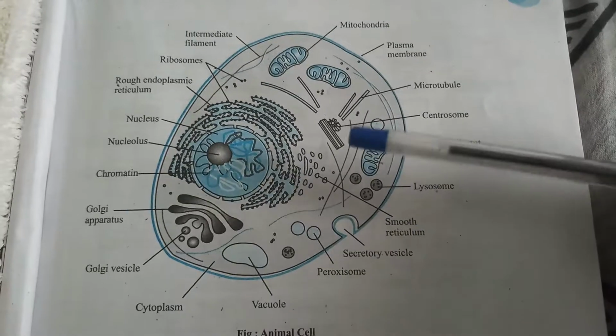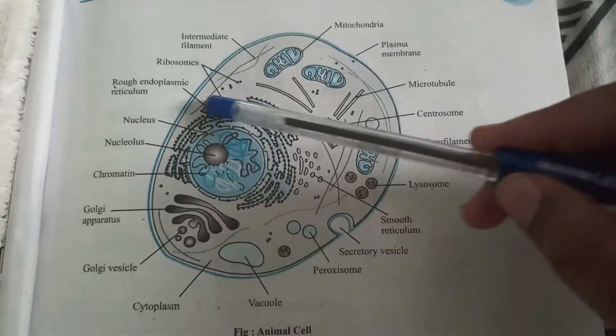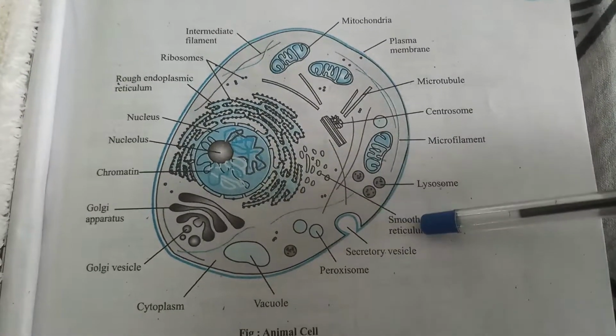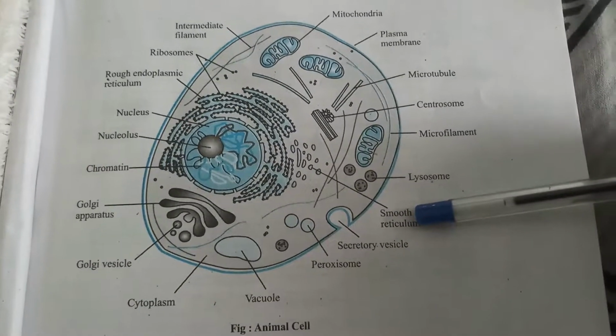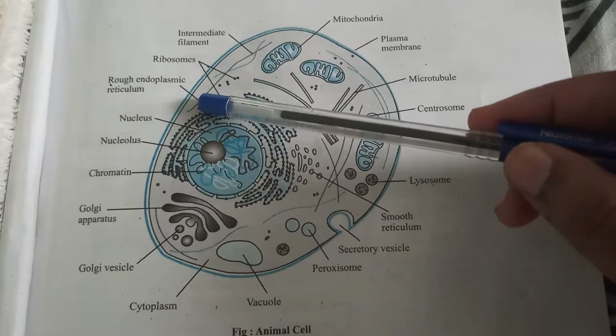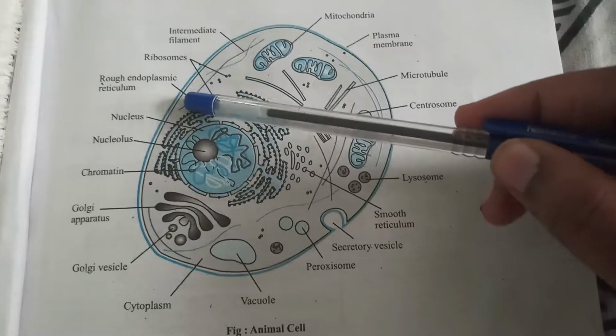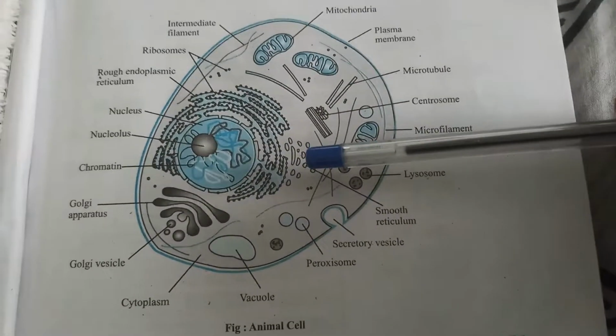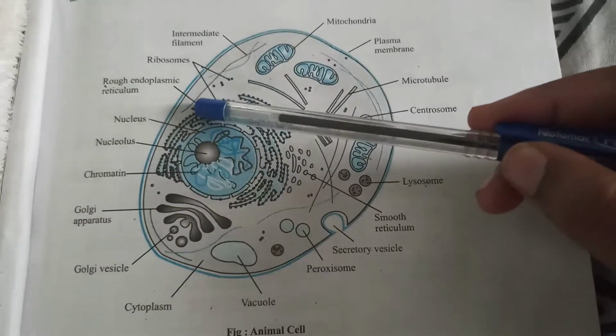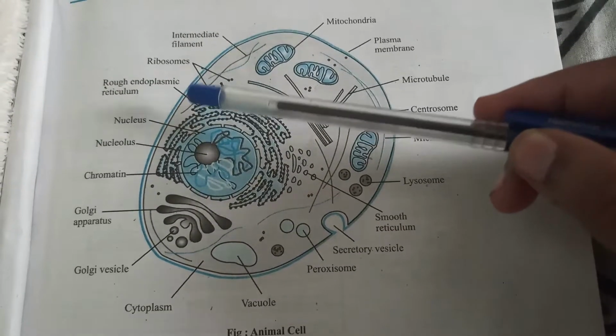And next, smooth endoplasmic reticulum as well as rough endoplasmic reticulum. The smooth endoplasmic reticulum is for lipid synthesis and steroid hormone synthesis. The rough endoplasmic reticulum, because of the presence of ribosomes, we call it rough. Because of the absence of ribosomes, we call it smooth. So the rough endoplasmic reticulum is concerned with the production of proteins.